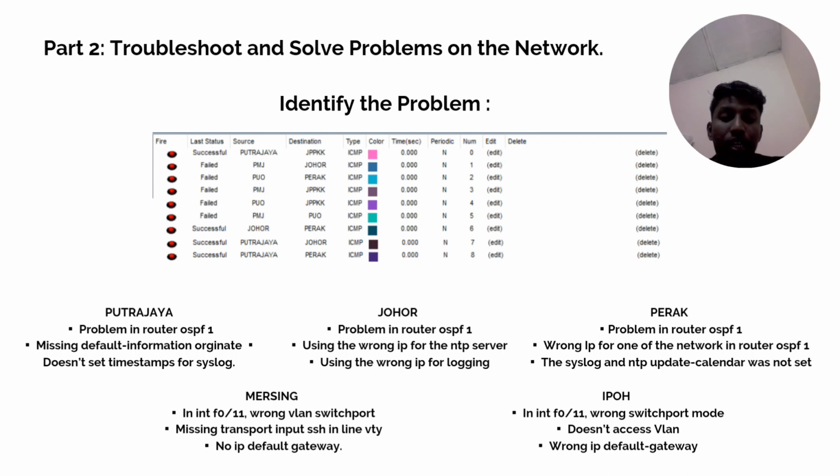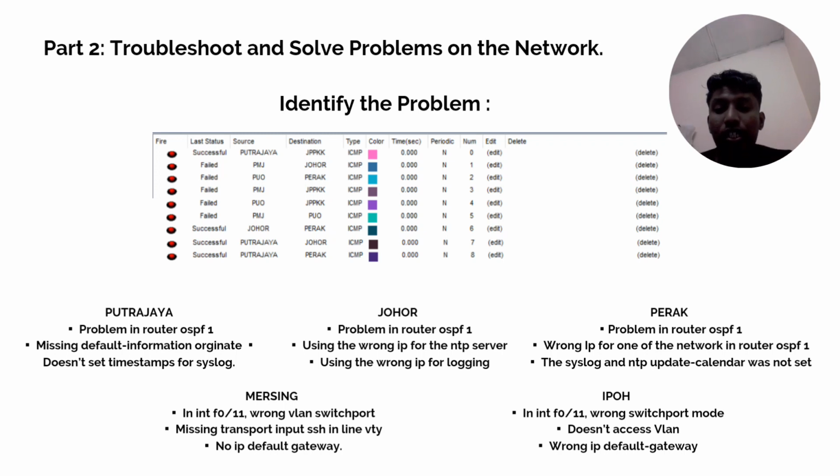For Putrajaya, the problem is in router OSPF1, the missing default-information originate, and it doesn't set timestamps in syslog. And for Mersing, in the interface there is a wrong VLAN switchport and the missing transport input SSH in line VTY, and lastly no IP default gateway. And for Ipoh, the interface has the wrong switchport mode, it doesn't access VLAN, and lastly a wrong IP default gateway.